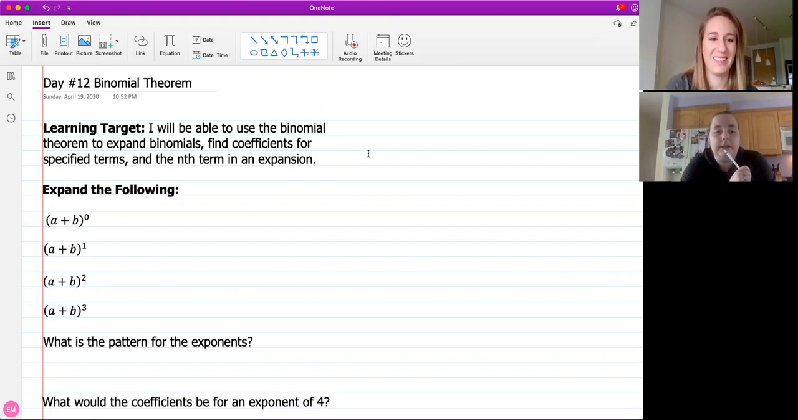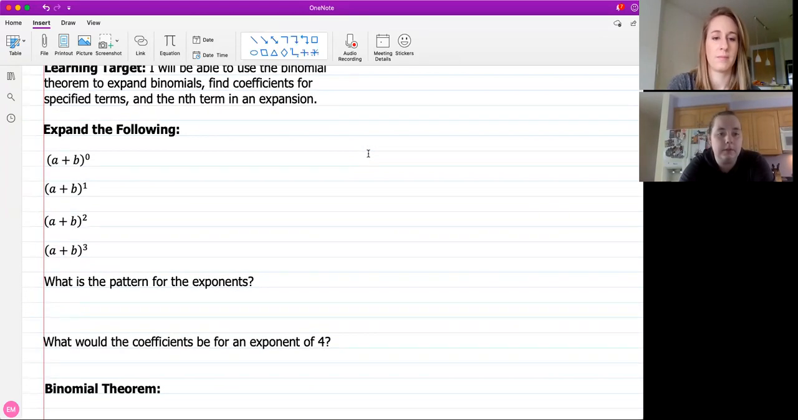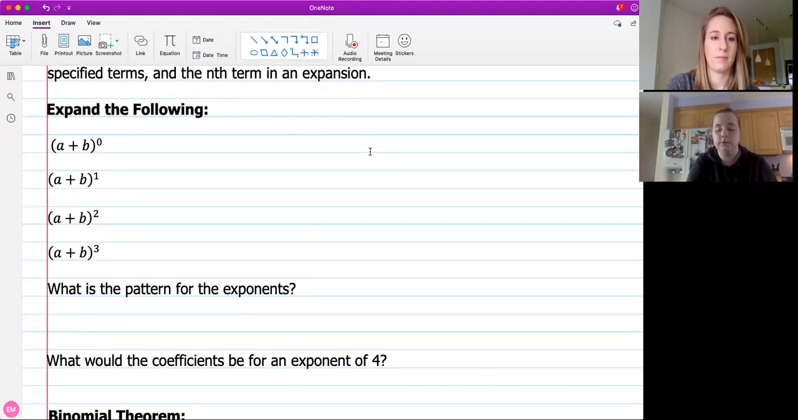Yes, so today you are learning what the binomial theorem is, and we are going to expand binomials, find coefficients for specified terms, and then find nth terms for different expansions. So we're going to start with this example here, and this will help us build into what the binomial theorem is. So we're just going to expand the following. If we have a plus b to the 0 power, remember that anything to the 0 power is just 1. So this is going to be 1.